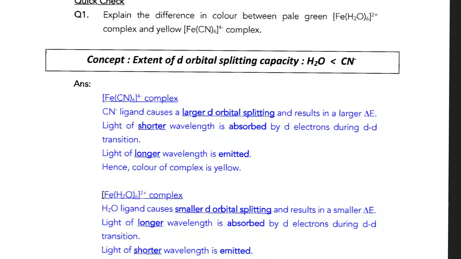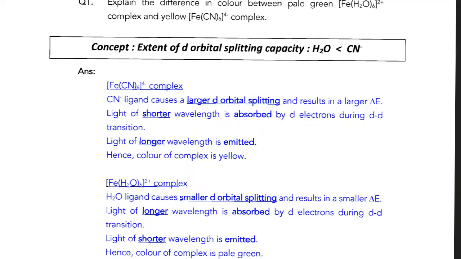Whereas a weak field ligand like water causes the delta E energy gap to be smaller, which means you absorb a longer wavelength of light, which then leads it to emit colors of a shorter wavelength, which in this case is green.